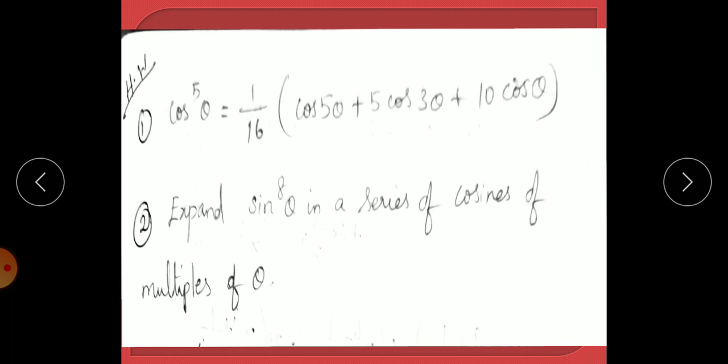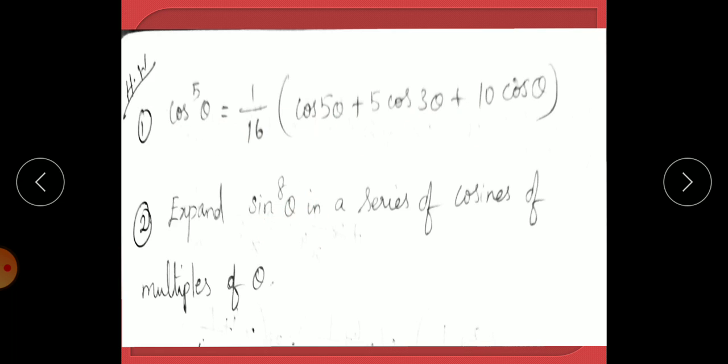Okay, so 2 sums I have given as homework. It's an important thing, please try it today itself. Okay, and check it over there, that is cos power 5 theta equal to this one. Prove that question only. If you want the answer, just approach me.